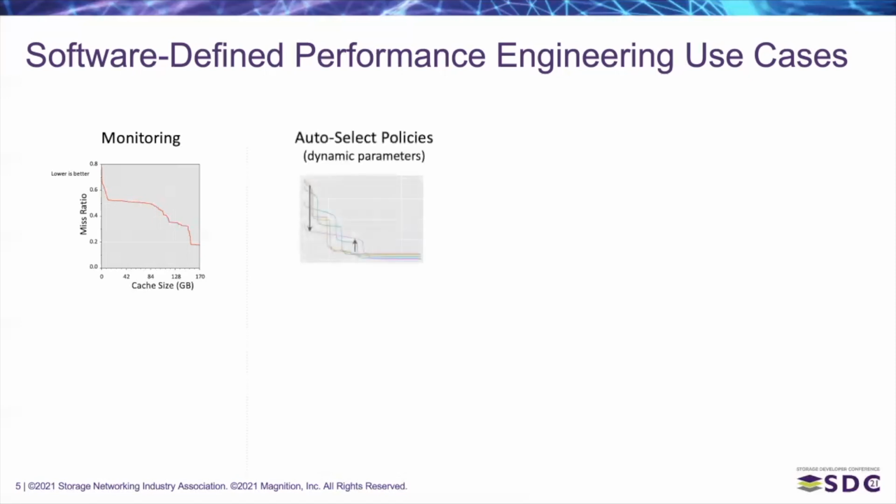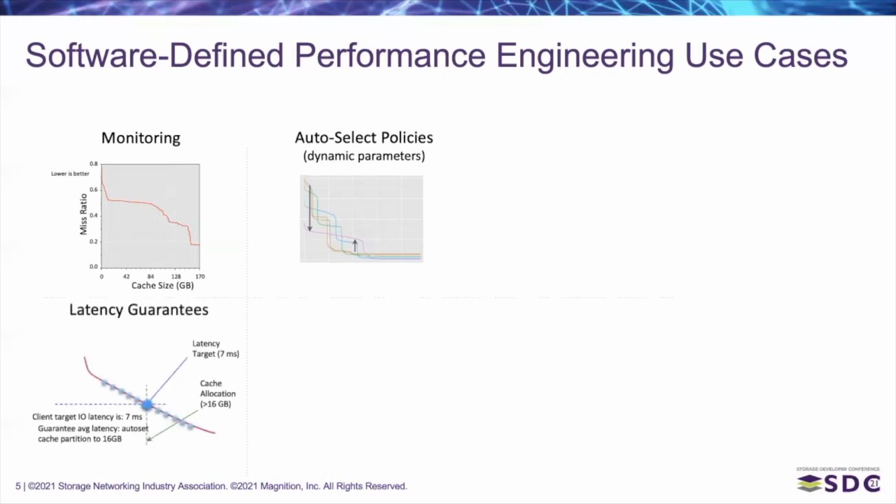Now, once we have these models, we can have auto-select policies and dynamic parameters so that the system itself is able to adapt. And then for the field deployed units, the fleet metrics that we get back are able to help us build better and better policies and algorithms, which can then be selected among in the field by the devices themselves.